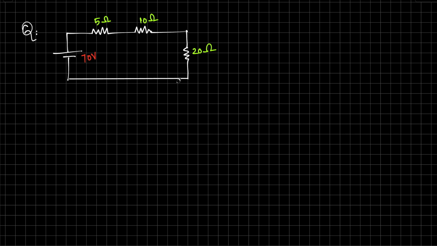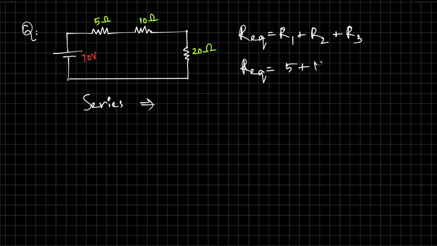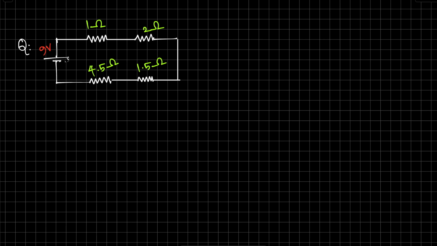Let's solve some problems. We have three resistors, 5 ohm, 10 ohm and 20 ohm, connected in series with 70 volt. You can see they're connected back to back, right? So this is a series circuit. And the equation to find equivalent resistance of a series circuit is R1 plus R2. We have three resistors here, so R1 plus R2 plus R3. Req equals 5 plus 10 plus 20, 35 ohms.